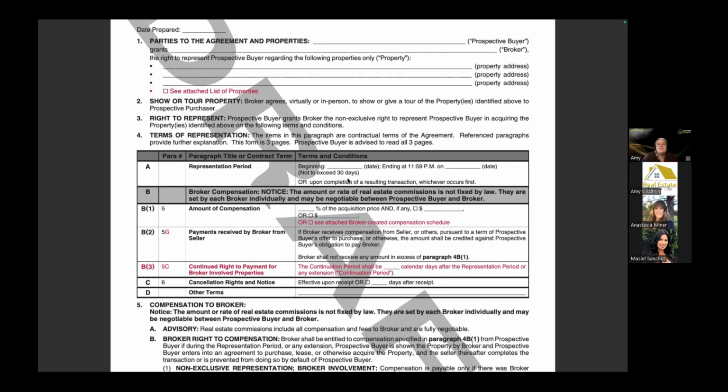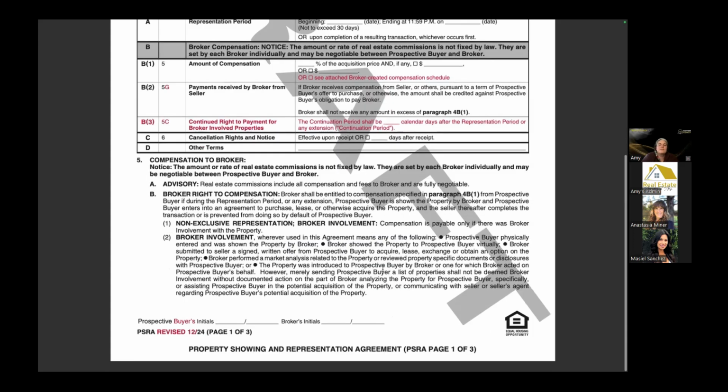That just says that, hey, we've expired the properties I showed you. If you write an offer on those for this X number of days after the expiration, it's still valid. Okay, you can't wait for this to expire and then turn around and go write an offer on one of those properties. That's what it's there to protect you from.